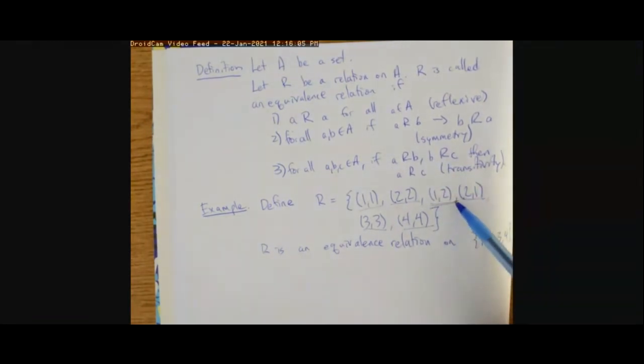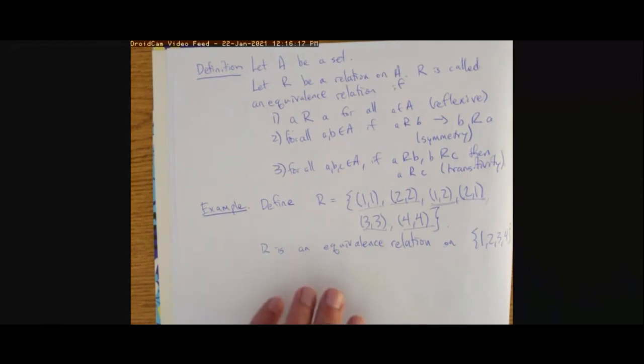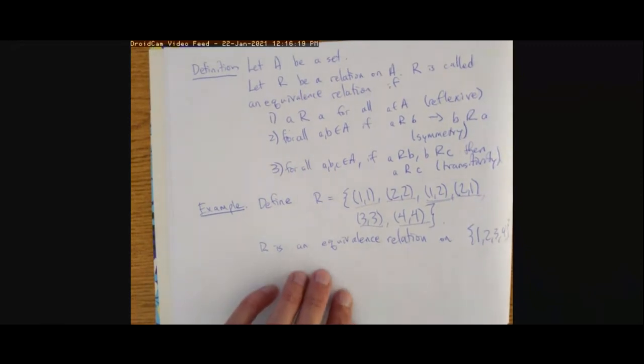And so the only thing you truly have to check is that we have (1, 2) and (2, 1), and we have to check is (1, 1) in the relation and is (2, 2) in the relation, and those are both true. Okay, so it's transitive, and it is also reflexive because 1 is related to 1, 2 to 2, 3 to 3, and 4 to 4. So this is an equivalence relation.